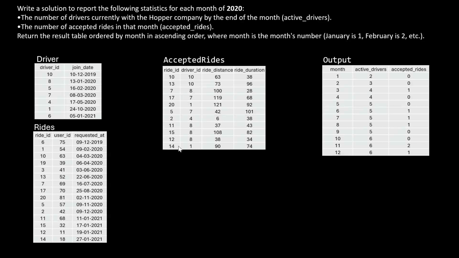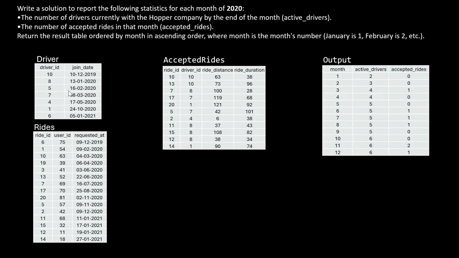All right, so let's see this particular question. In this question, we are given three tables. One is a driver table, another is a rides table, and the third one is the accepted rides table, right? This data corresponds to a cab company called the Hopper company.